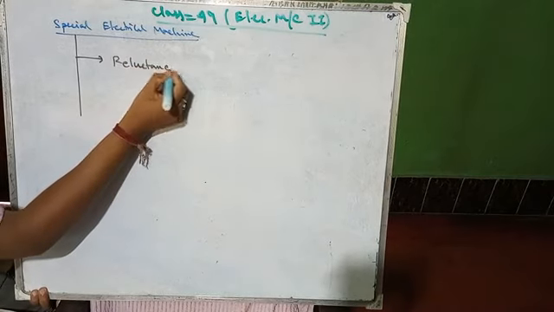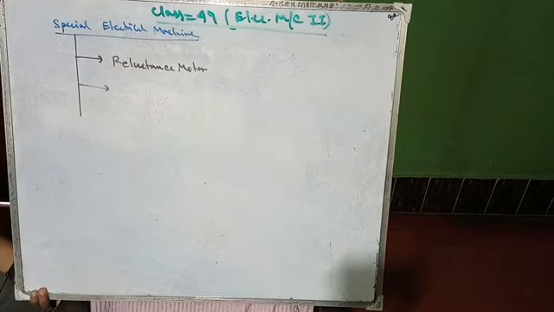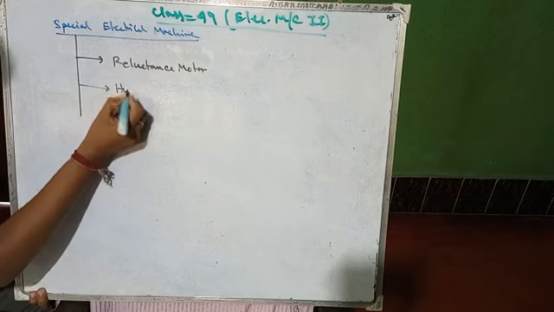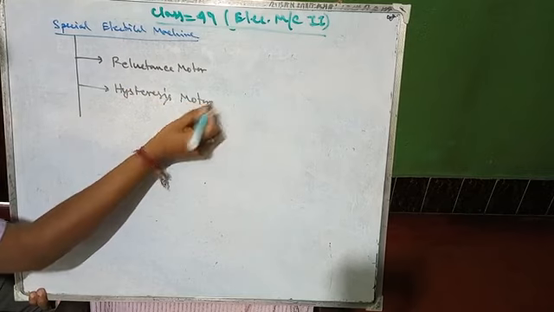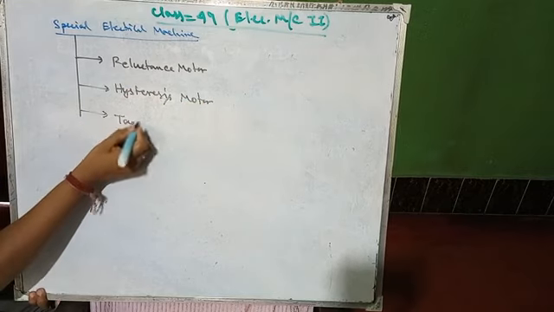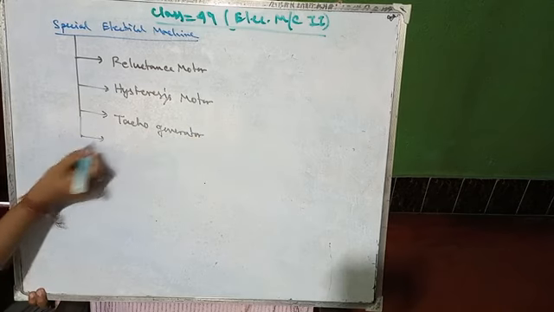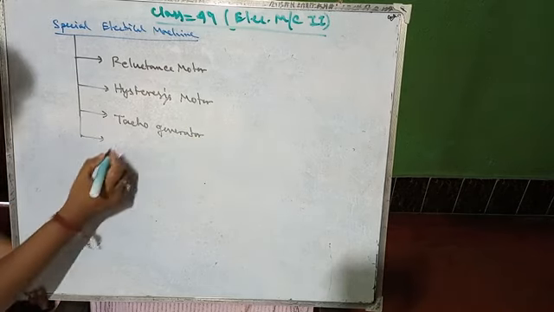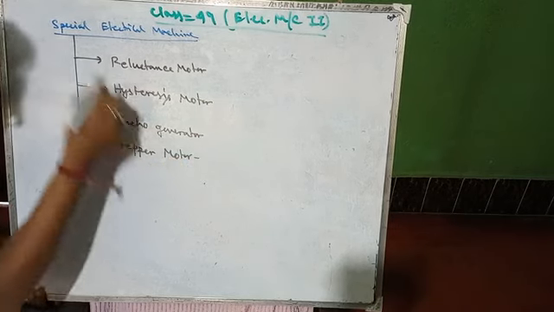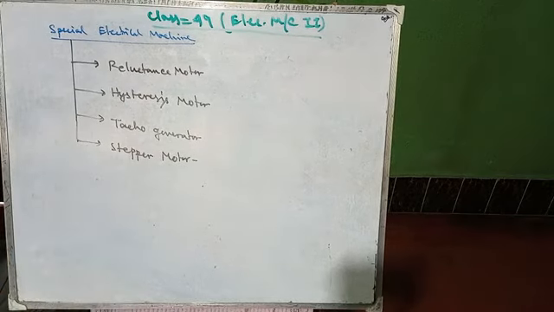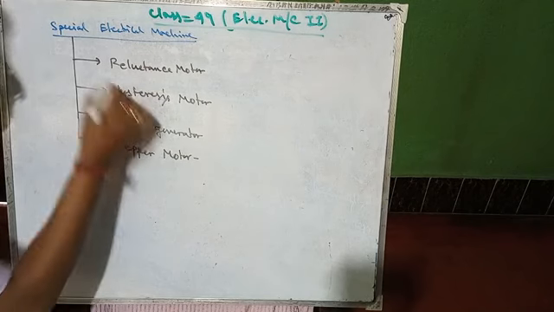Reluctance motor. Second one, write hysteresis motor. Third one, write tacho generator. And fourth one, write stepper motor. So these 4 special types of motors or machines you have. First one, write the reluctance motor.